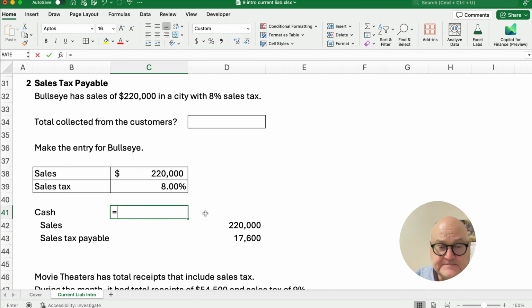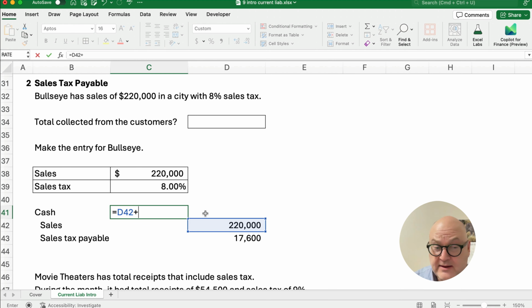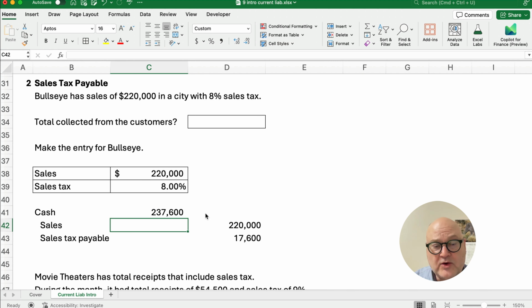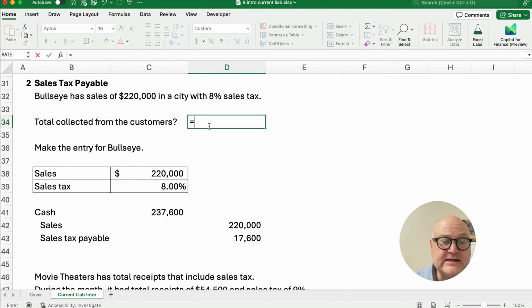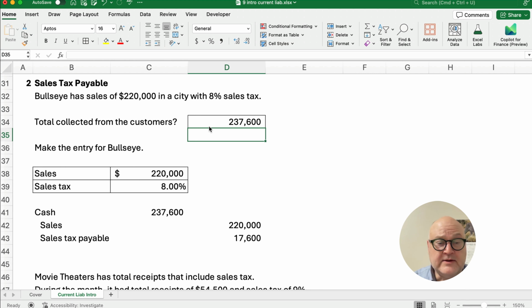So what happens is we collect $220,000, the sales for the company, plus $17,600. We collect a total of $237,600. So we need to be very careful. We know that how much is our revenue, $220,000, and how much is the amount we owe to the government, and that's $17,600. So let's look at the question up here. What is the cash collected from the customers? It's not just $220,000, it's really $237,600. All right, so sales and then sales tax on top of that. That's how it works in states in the United States.